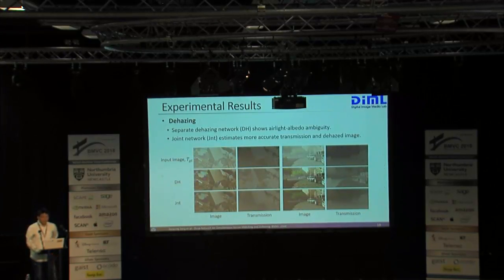And for dehazing, we can see that a separate dehazing network suffers from the airlight-albedo ambiguity. Lower transmission means more dense haze, and we can see that although the white box is close enough to suffer less from haze, the separate transmission network estimated the transmission to be very low, which means a dense haze. However, with the depth cues provided by the stereo matching network, the joint network estimates transmission and dehazed results more accurately.